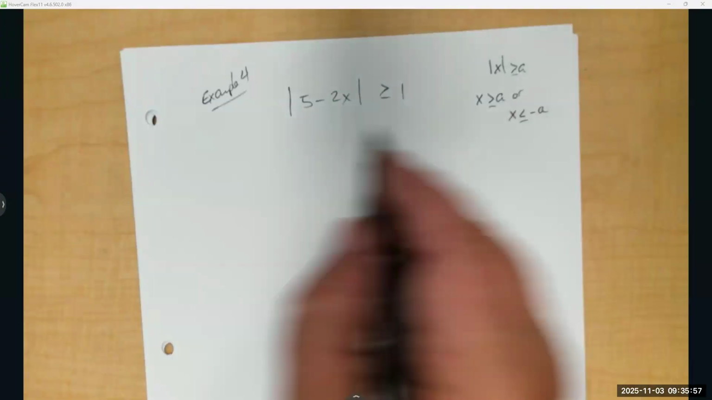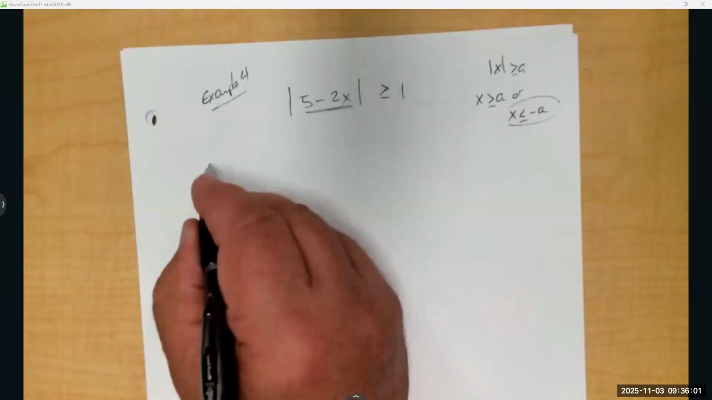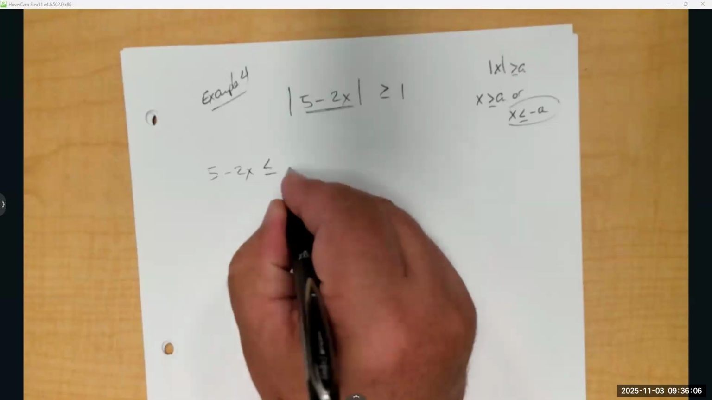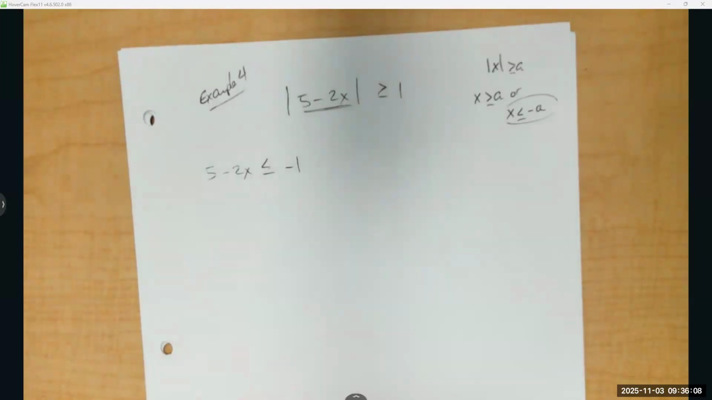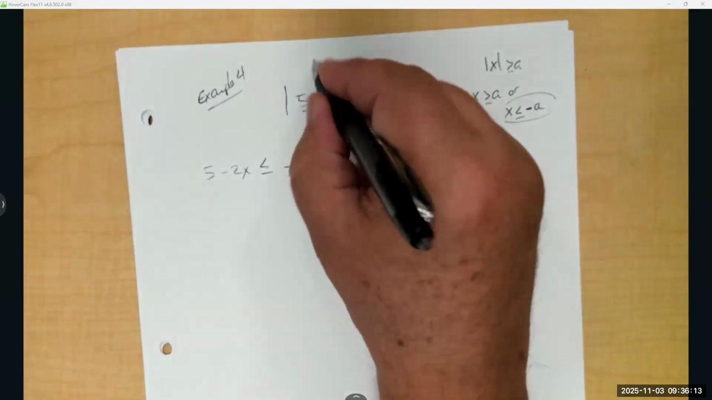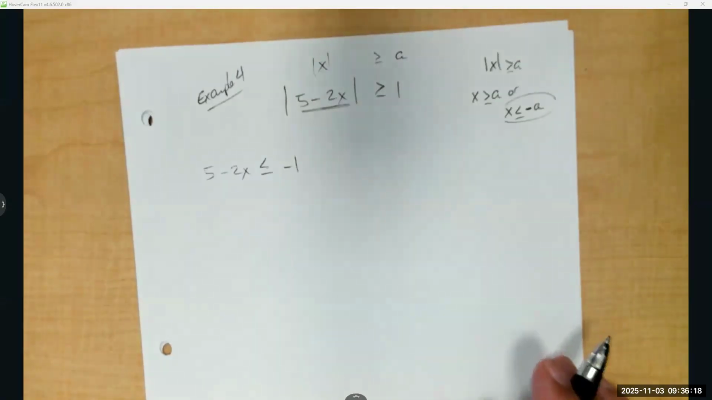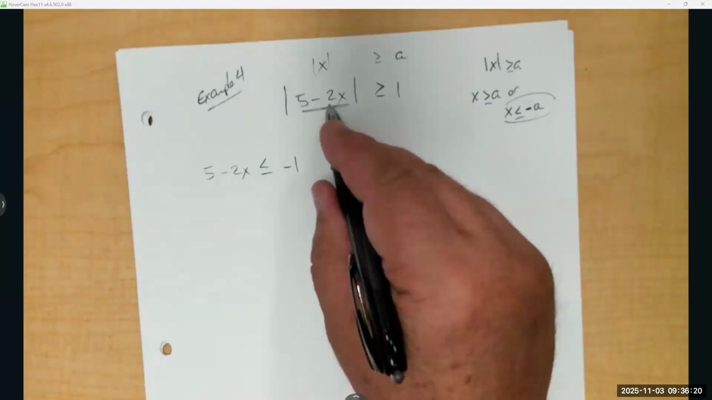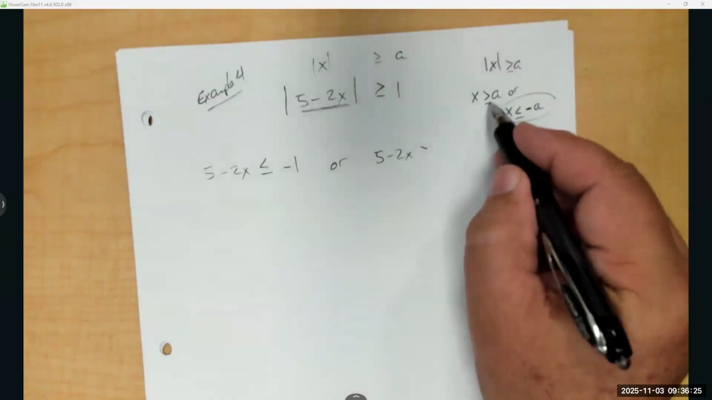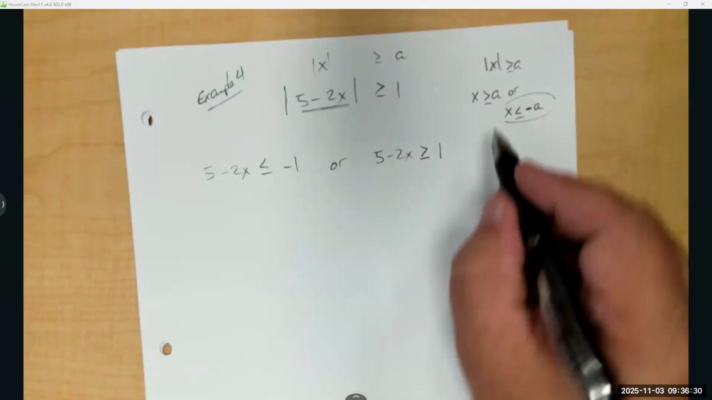Since they're greater than, then whatever's inside here is my x. So it's 5 minus 2x is less than or equal to -1, because it'll be the negative of that answer. This is x, and this is a. Or this is my x, so it's 5 minus 2x is greater than or equal to a.